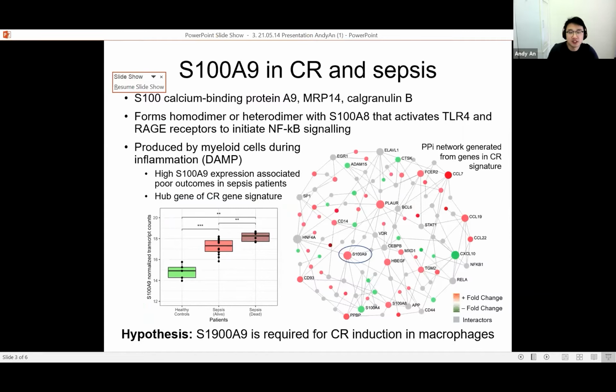So what I was interested in is a calcium binding protein called S100A9, which is actually one of the genes in our gene signature. So a bit about it, it's released during inflammation by macrophages that can start inflammatory signaling pathways and is considered a damage-associated molecular pattern. There's also increased gene expression of S100A9 in sepsis patients with worse outcomes, as you can see on the graph on the bottom left. And when we create a protein-protein interaction network from all the genes in our cellular reprogramming gene signature, S100A9, which is circled there, has many interactions, making it a hub gene and potentially a key regulator of CR. So I hypothesized that S100A9 is required for cellular reprogramming induction in macrophages.